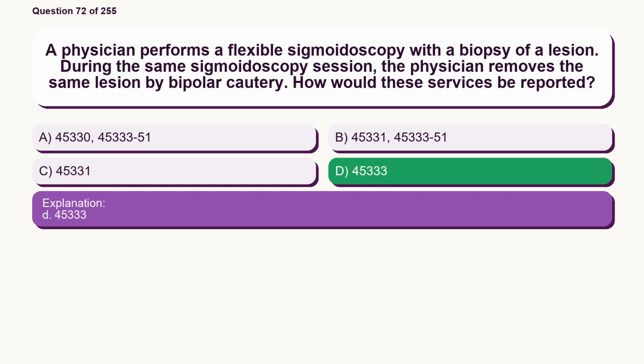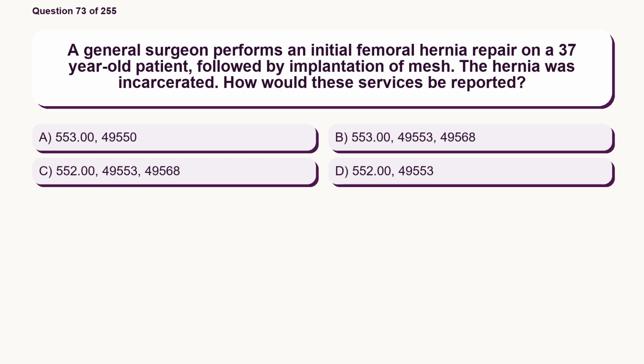Question 73. A general surgeon performs an initial femoral hernia repair on a 37-year-old patient, followed by implantation of mesh. The hernia was incarcerated. How would these services be reported?